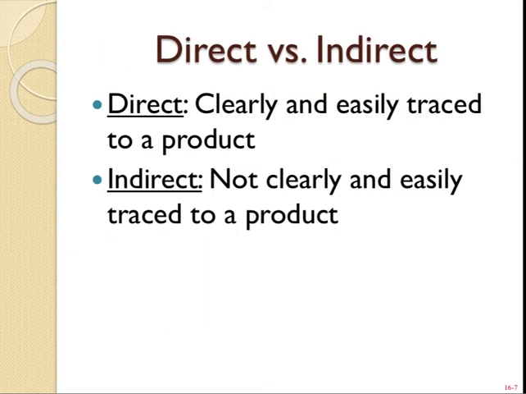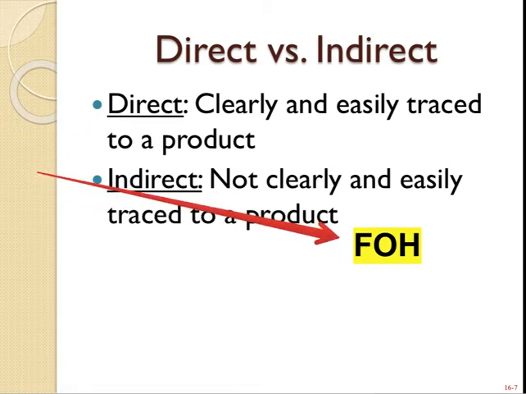Okay, so direct versus indirect is just this. Direct is things that are clearly and easily traced to a product. Indirect means something that is not clearly and easily traced to a product. So let me give you some examples. I think it'll help you understand better what those are. But the point is that if it is direct, meaning clearly and easily traced to a product, it's going to be either direct materials or direct labor. If it's indirect, it's going to go to factory overhead. So we treat it like a totally separate category. Okay, so let me give you some examples of that.